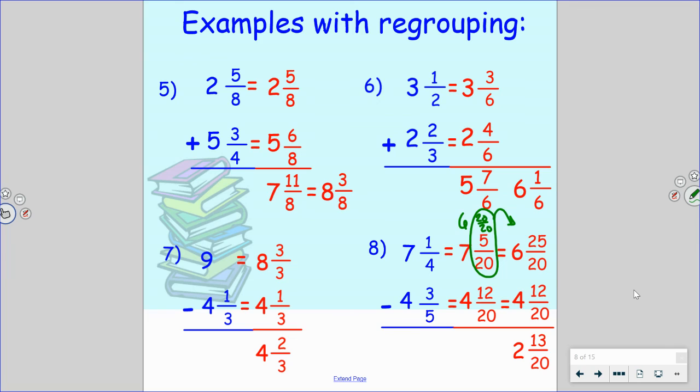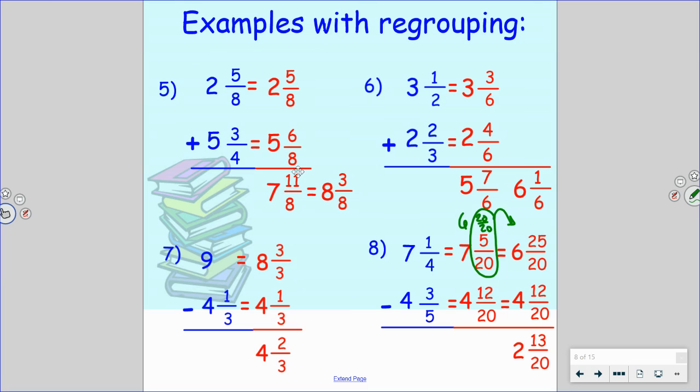So look at how these problems are similar. Look at how they're different. 2 addition problems up top, 2 subtraction problems down below. With addition, we have to find common denominators. Okay, Mr. Collins, same thing with subtraction.